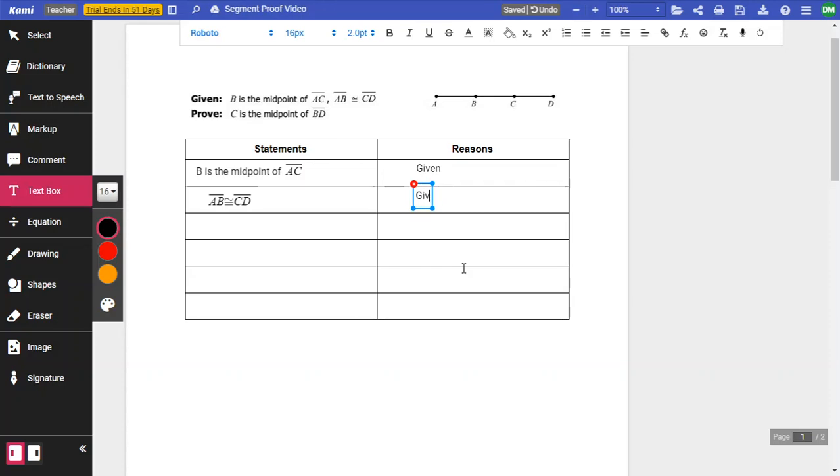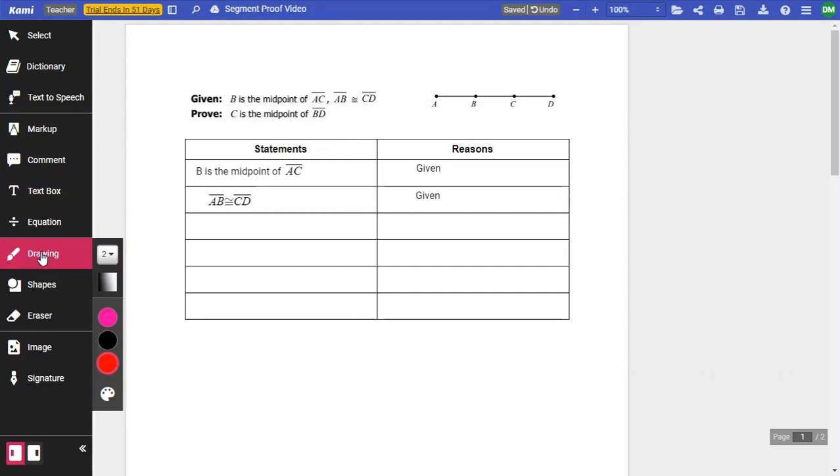So let's go to one of my other tips that I had for you. Let's actually mark on this diagram. So I'm just going to take my drawing tool. Maybe red will work here. So B is the midpoint of AC. So I know that AB and BC are going to be congruent. So I'm going to go ahead and use these marks right here to show that AB and BC are congruent. We were also given that AB is congruent to CD. So since AB is already marked with one red dash, I'm going to mark CD with one red dash.